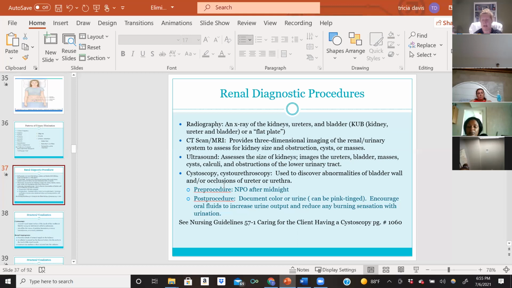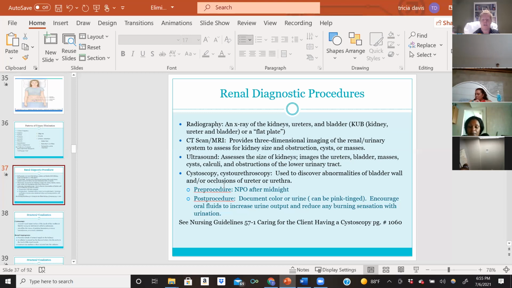I've seen sometimes where it can be bright red at first, but then as they start to pee more, it lessens and lessens and lessens. You want to encourage them to drink as much as possible because we want to increase their urine output to get all of that blood or whatever else is in there out.